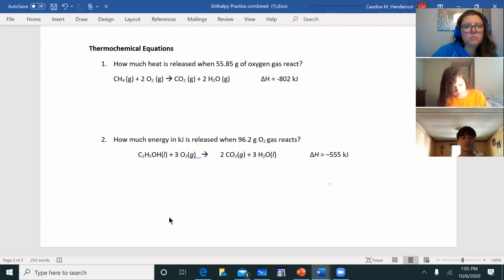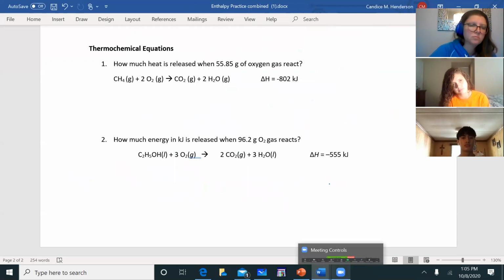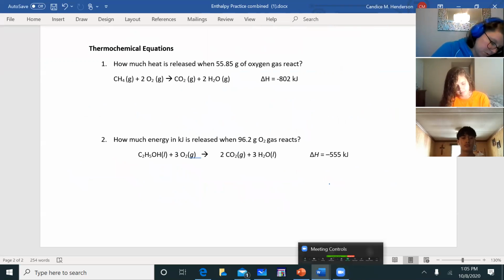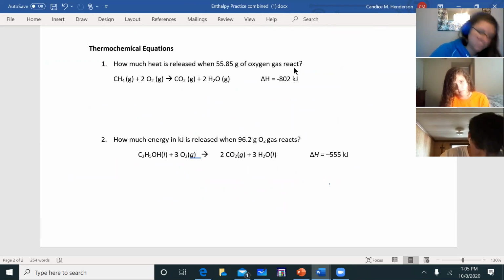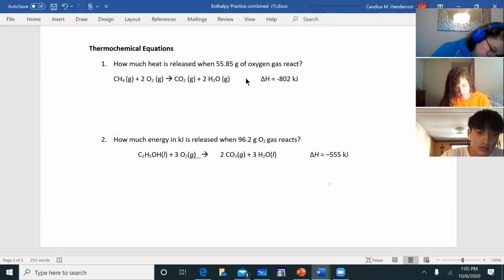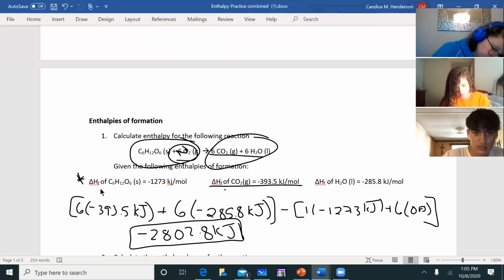All right, I want you to do 1 and 2. I'm going to give you about 7 minutes or so to work on this. So this first one: how much heat is released when 55.85 grams of oxygen gas react? You're given the equation and you're given the delta H. And then you have another one here for a different combustion equation.